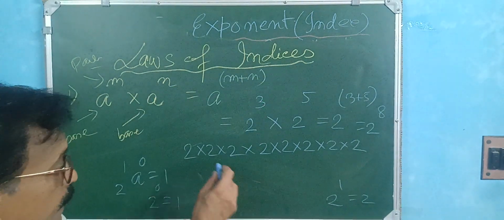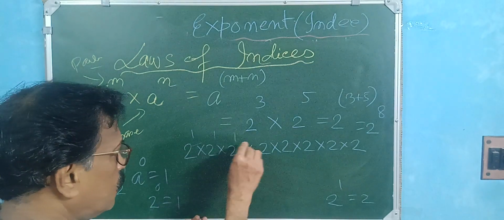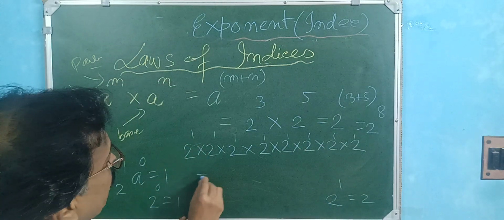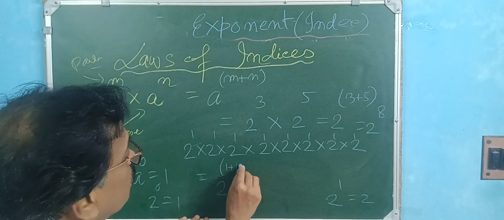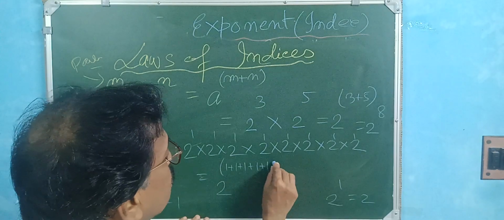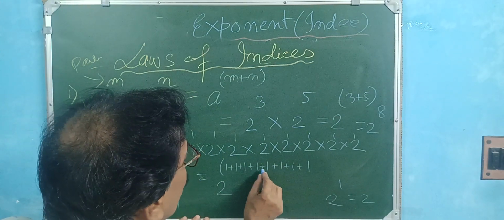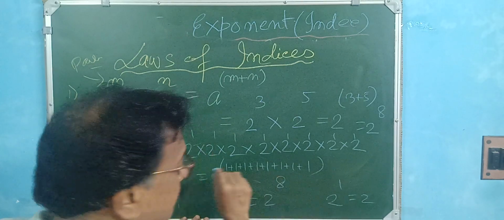Now, here the base is 2. And what is the power? 1, 2, 3, 4, 5, 6, 7, 8. So ultimately the base is this and the powers will be added, 1 plus 1 plus 1 plus 1 plus 1, 8 in total. Now, this is actually 2 to the power 8 in this way.